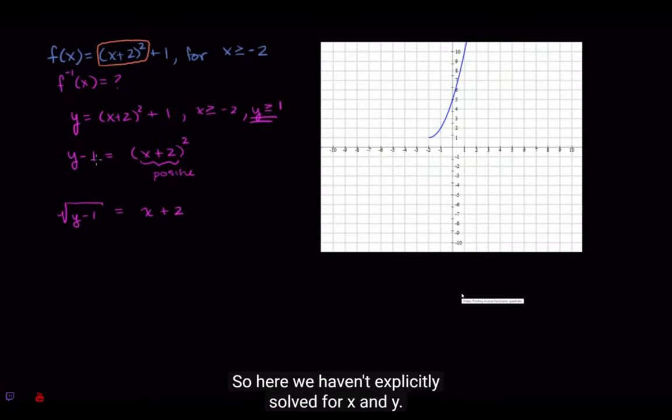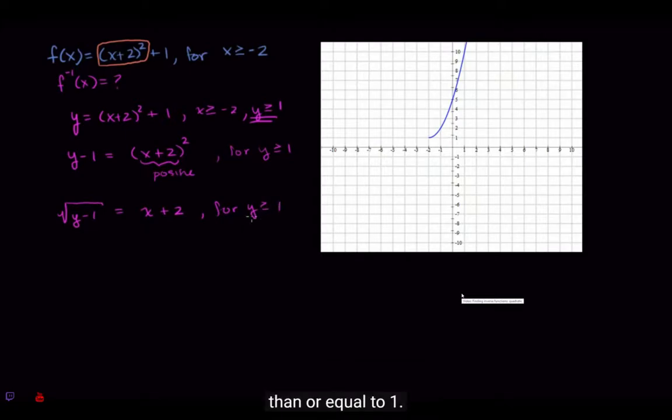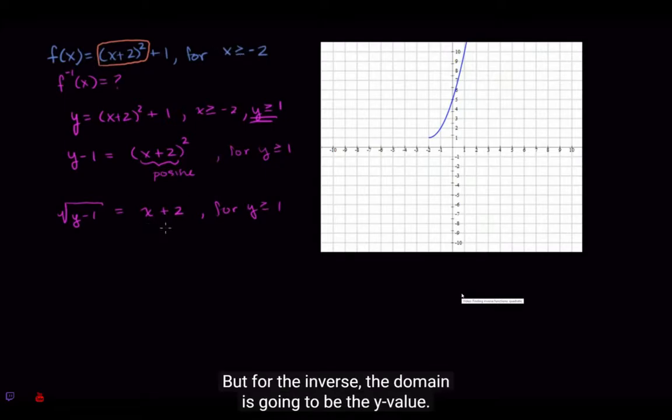So here we haven't explicitly solved for x and y, but we can write for y is greater than or equal to 1. This is going to be the domain for our inverse, so to speak. And so here we can keep it for y is greater than or equal to 1. This y constraint is going to matter more because over here, the domain is x. But for the inverse, the domain is going to be the y value.